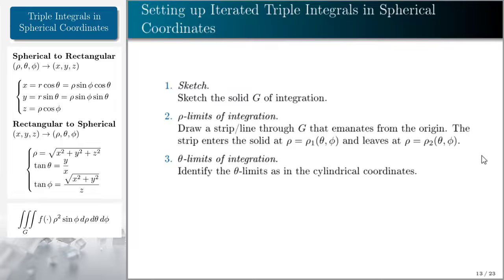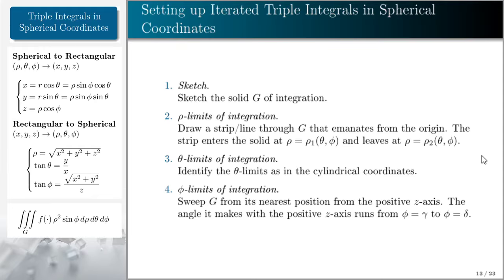After getting the rho, we get the limits of theta. This may be the easiest because this is exactly the same as the limits in the cylindrical coordinates. That is, we just need to project the solid to the xy plane and find out the theta that is being considered in that projection. And last but not the least will be the phi. This will be the newest of them all. This is sweeping from the positive z-axis: the first angle it will consider will be my gamma, and the last will be my delta. I will be discussing this again and again in our next examples.